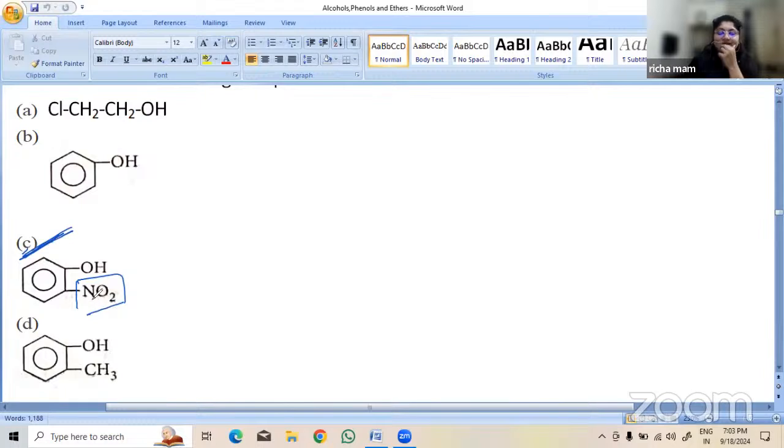Why? Because the nitro group is an electron withdrawing group, and because of this electron withdrawing nature, orthonitrophenol is most acidic among the following. The other is an electron donating group, so not possible, it is the least acidic. They have asked the most acidic, so it is option number C. Yes, Kanhaiya, Amulya, Lubna have answered. Baby has answered. Very good. Option number C is the correct answer. So let us go for the next one.